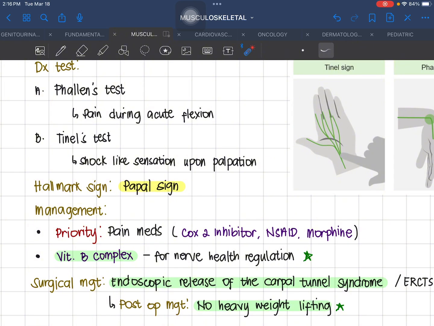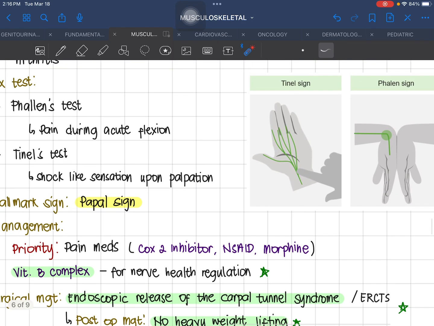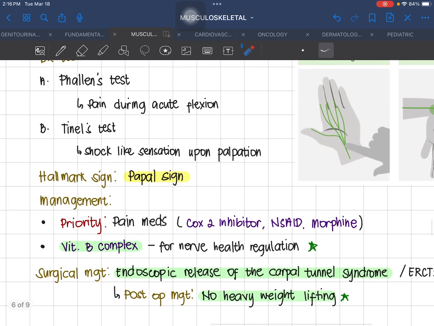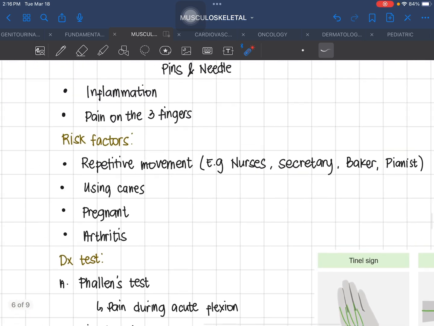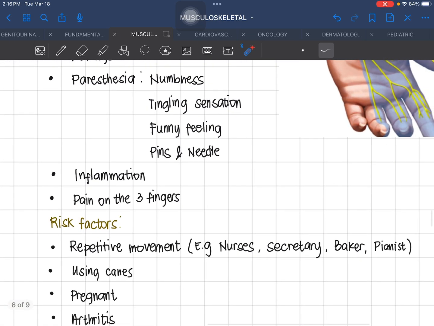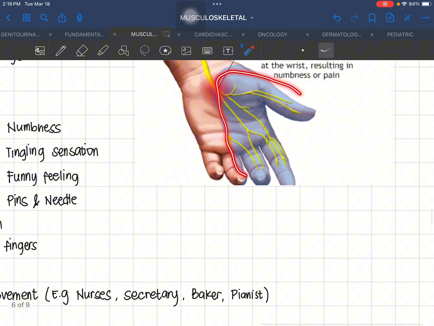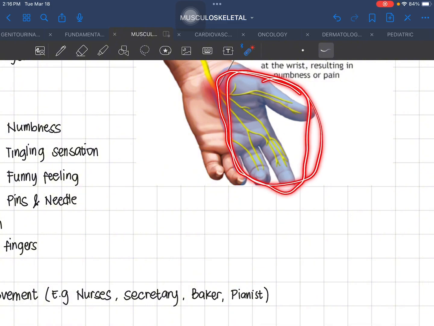And then, Tinel's test. Ito naman yung shock-like sensation upon palpation. Dito mo ipapalpate, dito sa median nerve. And then, makaka-experience ka ng shock-like sensation. Ang hallmark sign niya ay papal sign o yung Pope sign. Kung mapapansin nyo, ito yun, yung mga affected, nakaganyan.